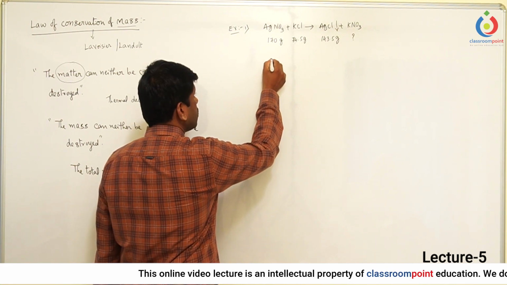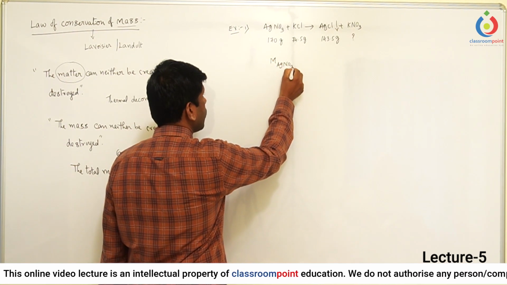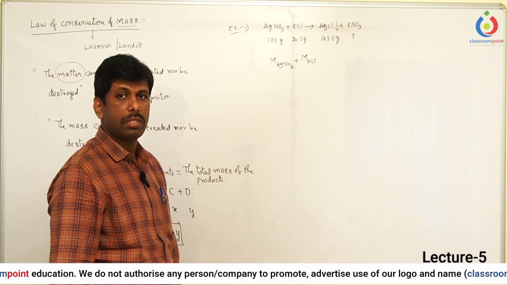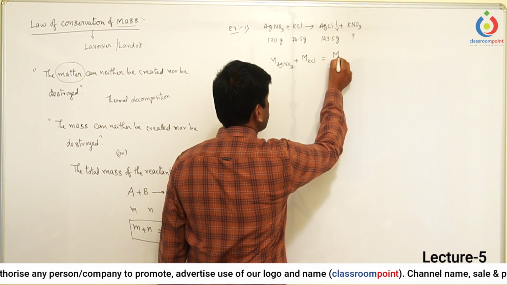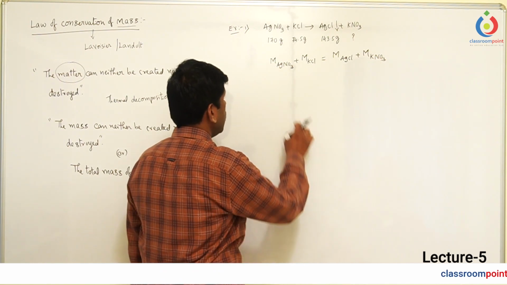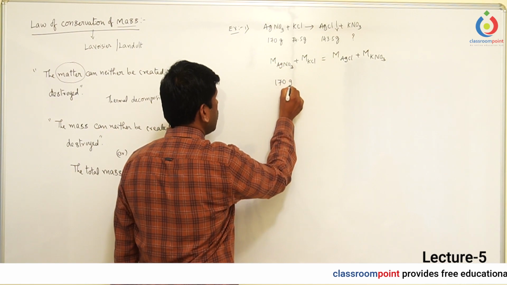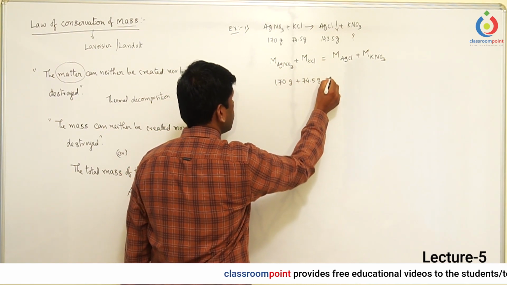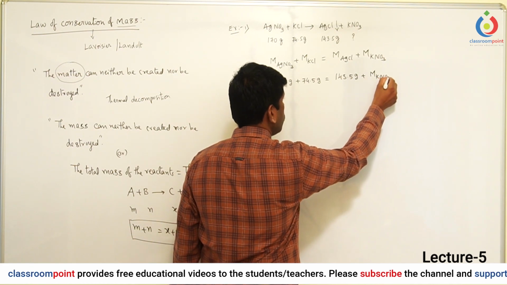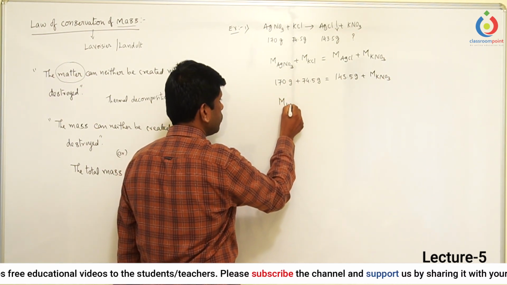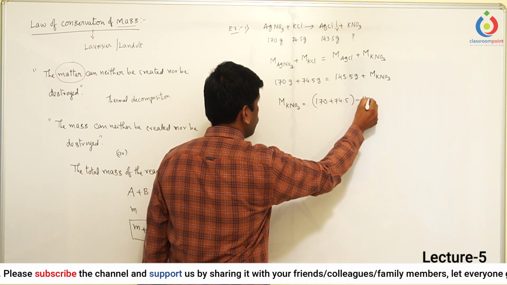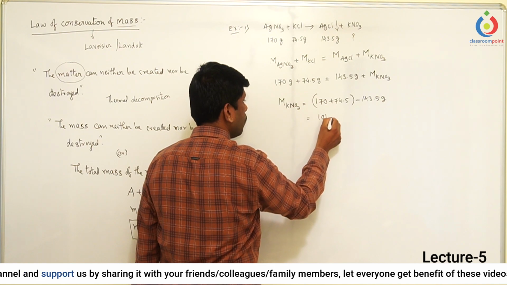According to this, mass of the silver nitrate plus mass of the potassium chloride, because both are reactants here, the total mass of the reactants is equal to the total mass of the products, which is the mass of the silver chloride plus mass of the potassium nitrate. Let us substitute these values here. This is 170 grams plus 74.5 grams, equal to 143.5 grams plus the mass of the potassium nitrate that we would like to calculate. Then the mass of the potassium nitrate is equal to 170 plus 74.5 grams minus 143.5 grams, which finally gives 101 grams.